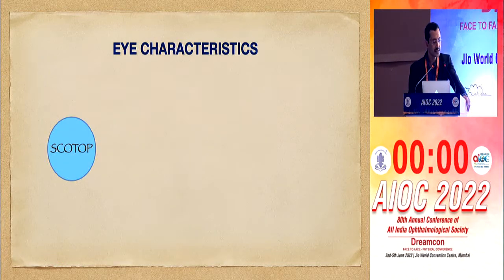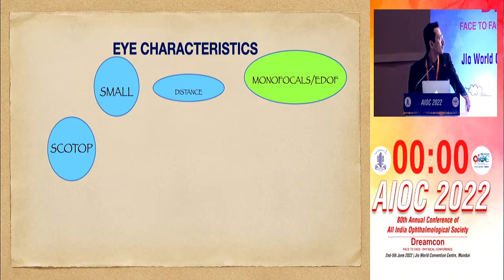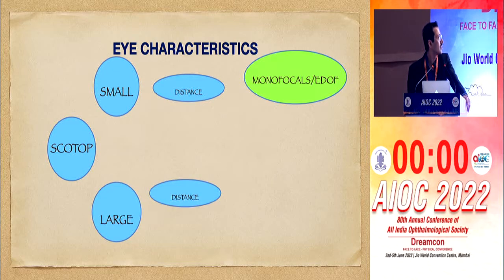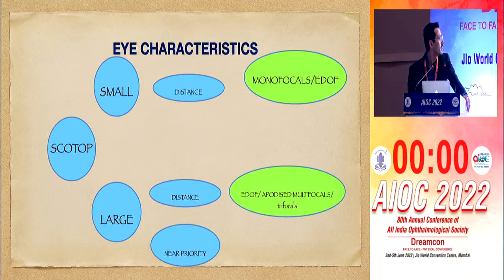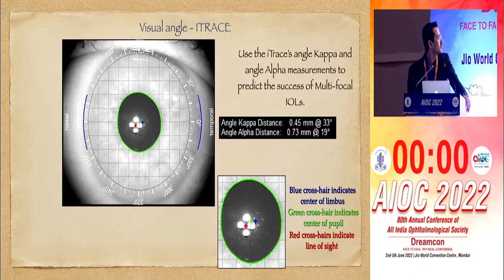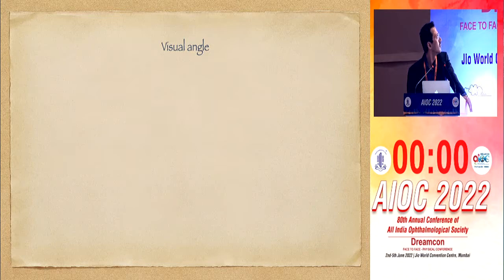Coming to the eye characteristics, if the scotopic pupil is small and the patient wants distance vision predominantly, then choose monofocal or EDOF lenses. If the pupil is large and the patient wants distance priority, then choose EDOF or apodized multifocals. If it's a near priority, then multifocal IOLs with a higher add should be chosen. And angle alpha and angle kappa also help in deciding which IOL the patient should be taken for.